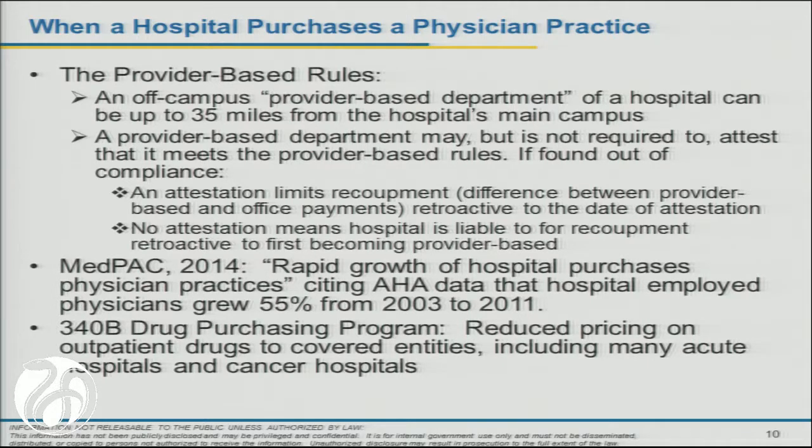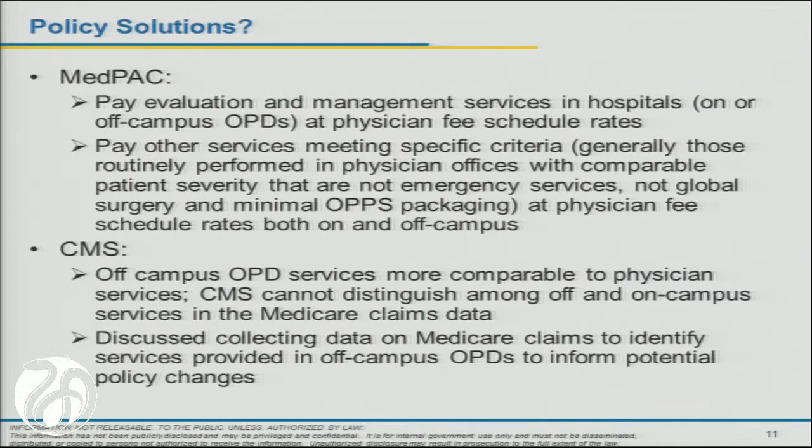Another factor, which I think one of the previous speakers mentioned, was the 340B drug purchasing program, which reduces pricing on outpatient drugs to covered entities, including many hospitals, acute care hospitals, and cancer hospitals, which means that the drugs can be acquired by hospitals cheaper than they can be acquired by physicians, so the margins on those drugs may be higher for hospitals than they are for physicians.